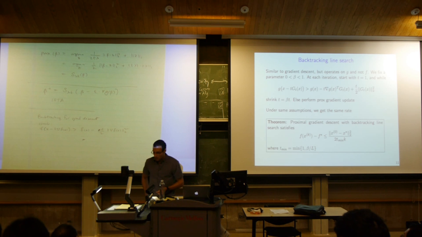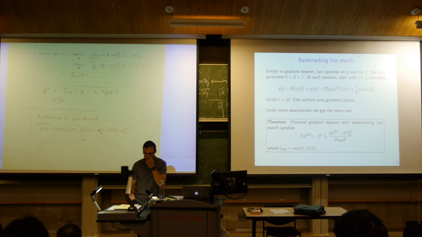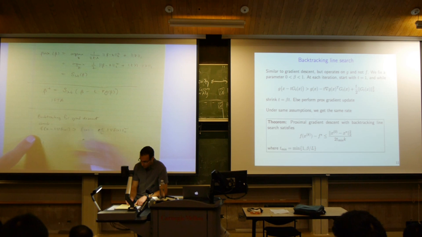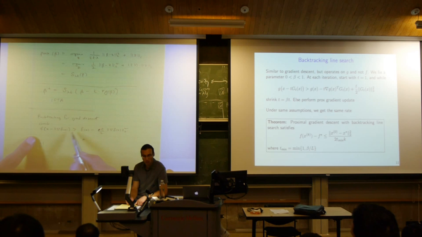For proximal gradient, it's very similar, except we're going to think about operating on g and not on h. We're going to try to get sufficient descent on g and not on g plus h. So in the usual backtracking, we check if this is true. If it is true, then we have to shrink t by a factor beta. If it's not true, then we've descended far enough and we actually make this update.